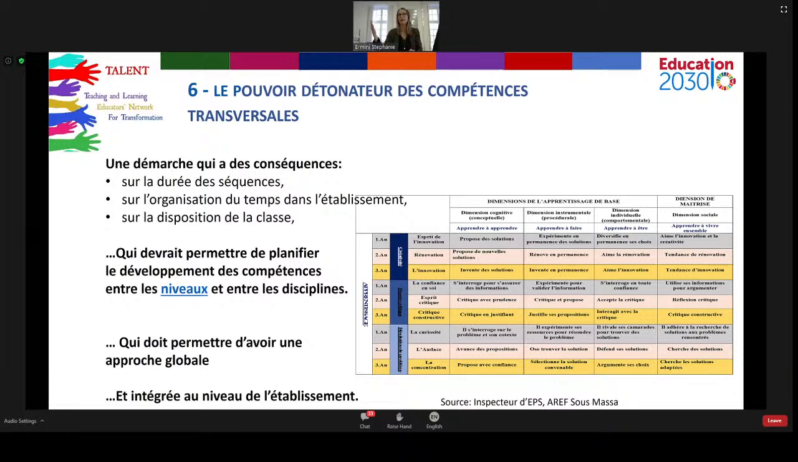And we also have to develop skills between various levels of school, and also interdisciplinary skills. So that's the example to your right that was developed by an inspector in Morocco. For each year, first year, second year, third year, there should be indicators that work around cognitive, conceptual, behavioral, and procedural. So this is an example of a progression chart that has been developed.